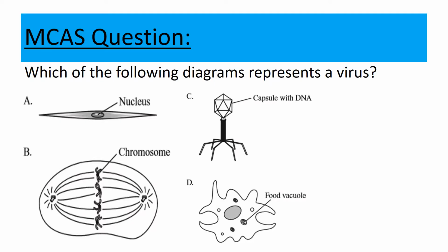We're going to look at a lot of MCAS questions, but we'll go pretty quickly. Which of the following diagrams represents a virus? The answer obviously is C. I'll just note that it called the capsid a capsule, right? So it might be called a capsule on the MCAS, but it's also called a capsid.